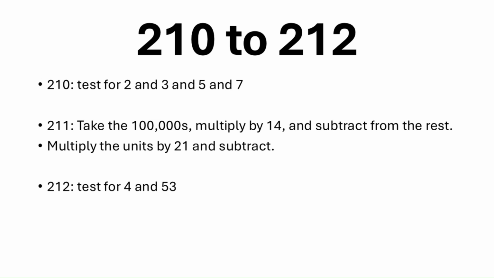211, take the 100,000s, multiply by 14, and subtract from the rest. Multiply the units by 21 and subtract.